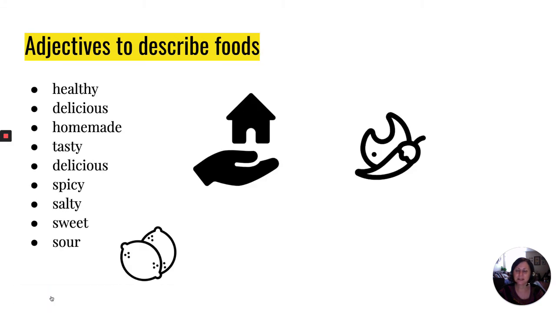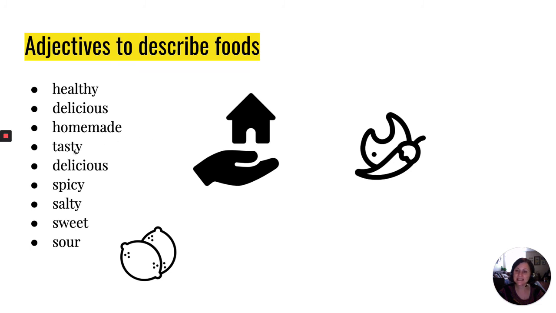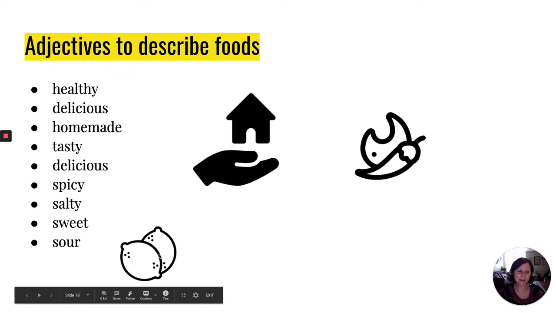There are adjectives to describe foods. Healthy, delicious, homemade. It wasn't store-bought, you made it at home. Tasty, which means delicious. Spicy, like when you put hot peppers. Salty, when it has a lot of salt, like chips. Sweet, like dessert. And sour, so we say lemons are sour.